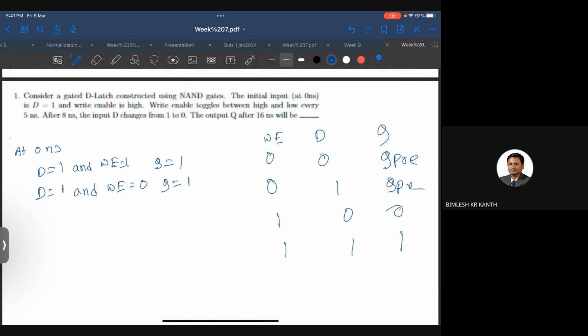Now you can see that after 8 nanoseconds, D changes to 0, right? After W equal to 0, Q will be Q previous. So this is after 8 nanoseconds, D equal to 0 and write enable W equal to 0. So Q equal to 1. Up to that is correct.